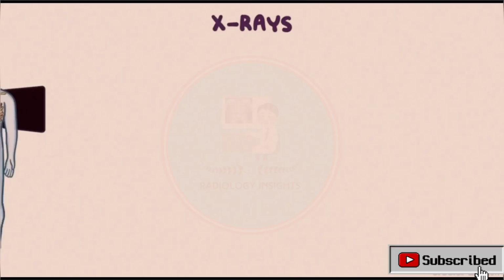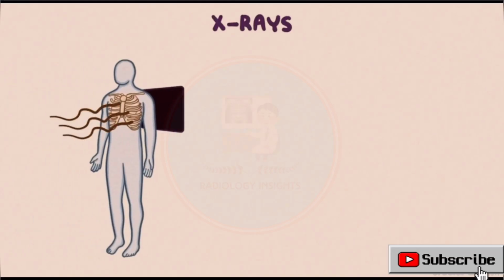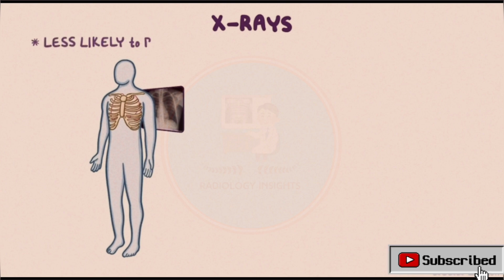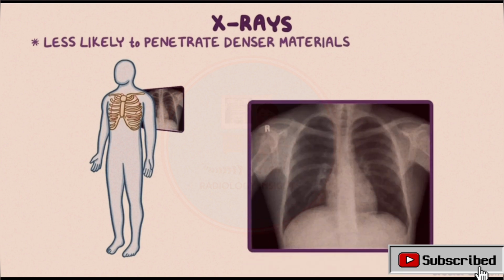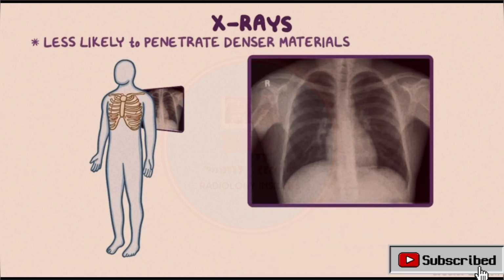You can think of X-rays as photos made from high-energy photons that penetrate the body tissues so that we can see what's going on inside. Just like visible light, X-rays are less likely to penetrate denser materials. Conventional X-rays that show white bones on a black background are like photographic negatives.